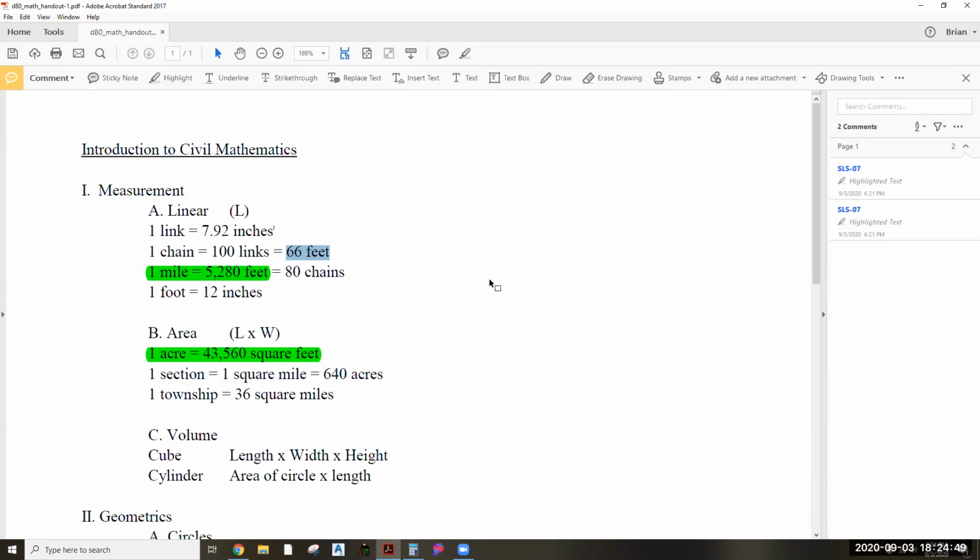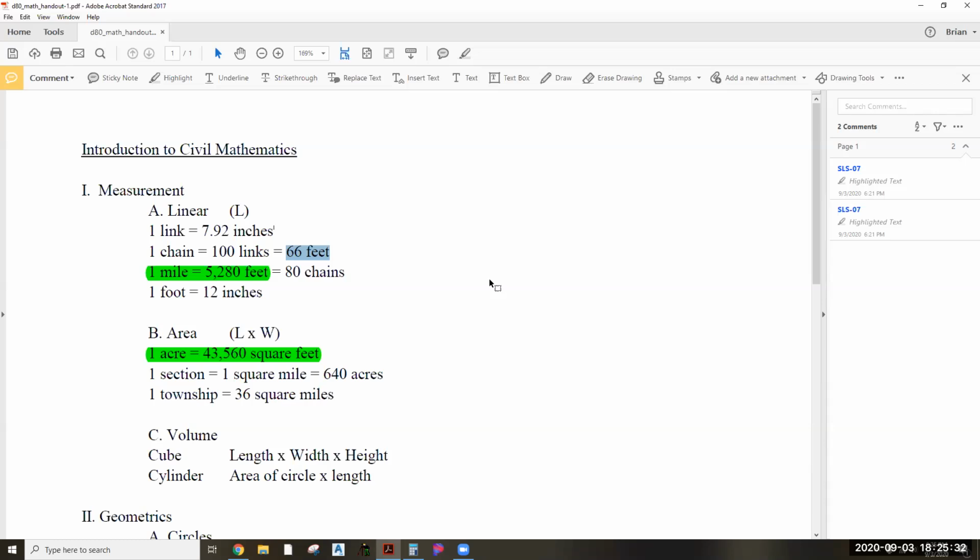On maps that are after approximately World War II, then they went to miles. Okay, so pre-World War II was the chain typically, and then after World War II was the mile. Now they still had miles, but they didn't measure miles, they measured in chains for whatever reason. Okay, so one chain is 100 links, all right, and that equals 66 feet.